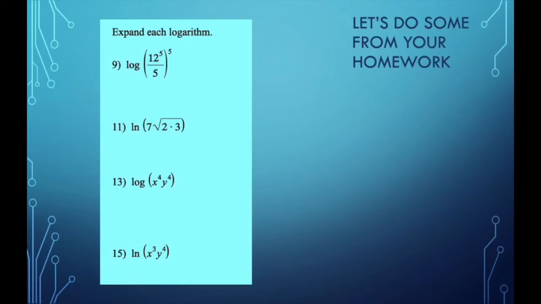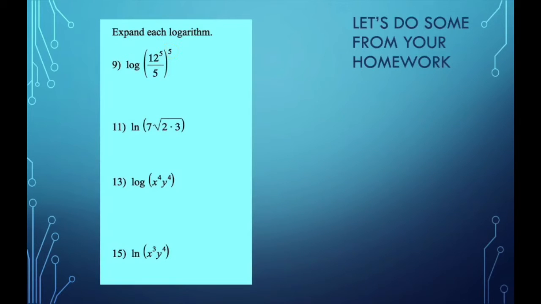All right, let's move on to a different kind. This time we're going to be expanding. Last time we were condensing, so we're going to go backwards now. We're going to actually try to make it bigger. And so we're going to start with number 9. Number 9, we're going to move that 5th power over there, okay?